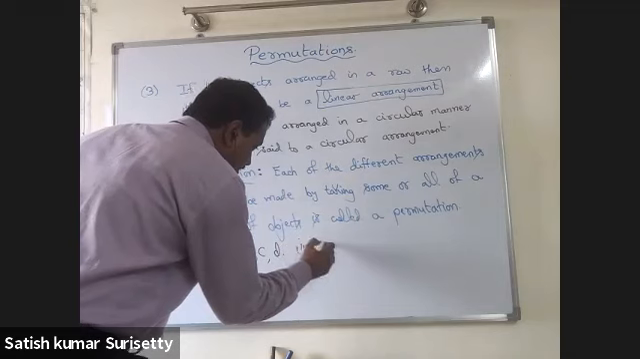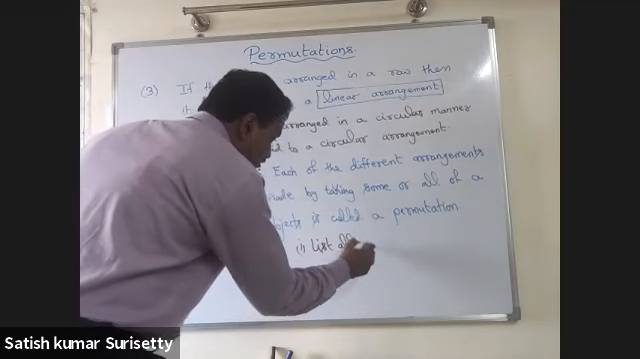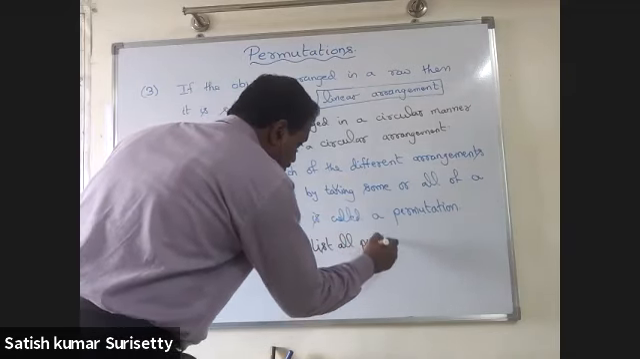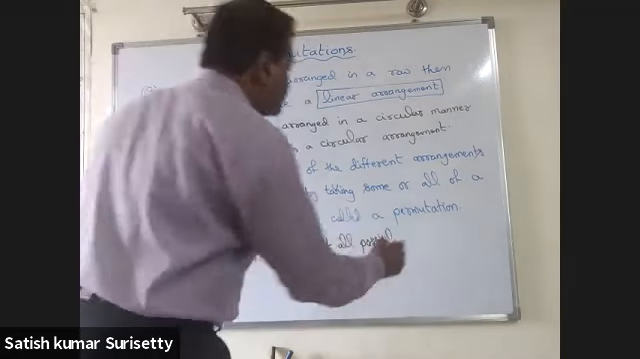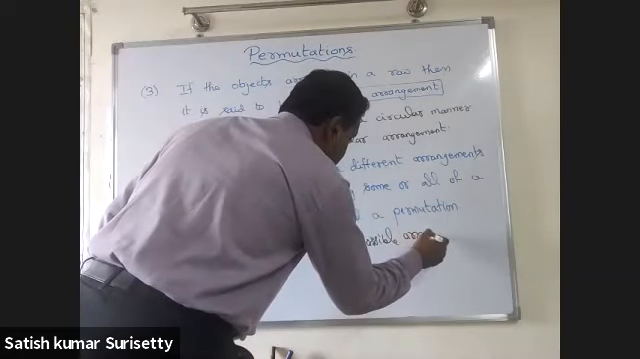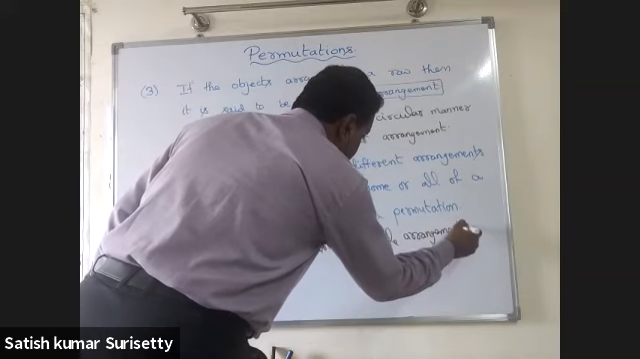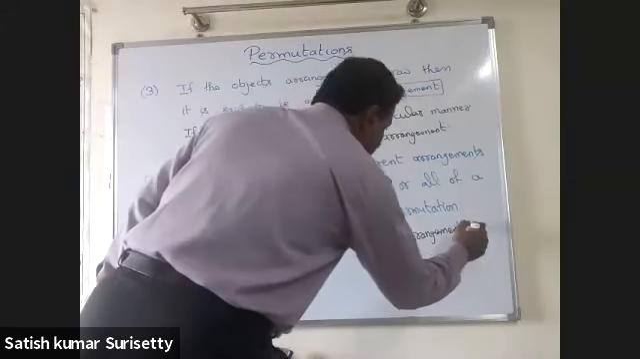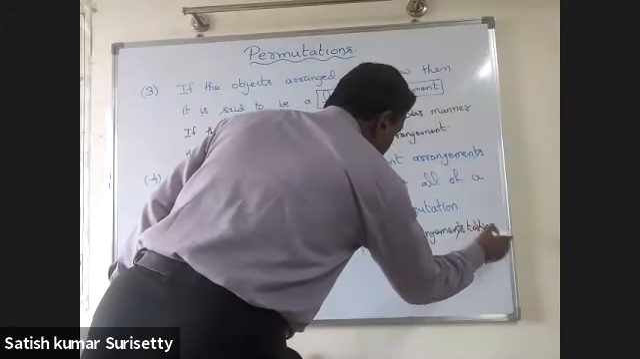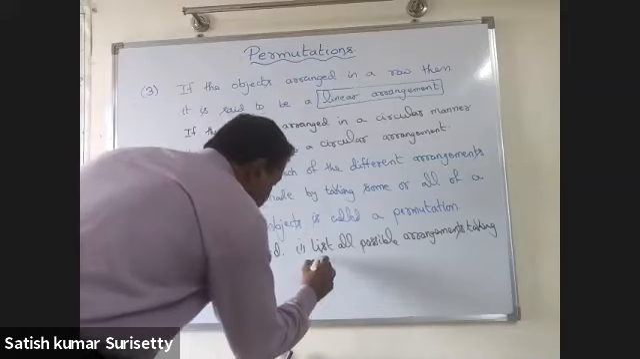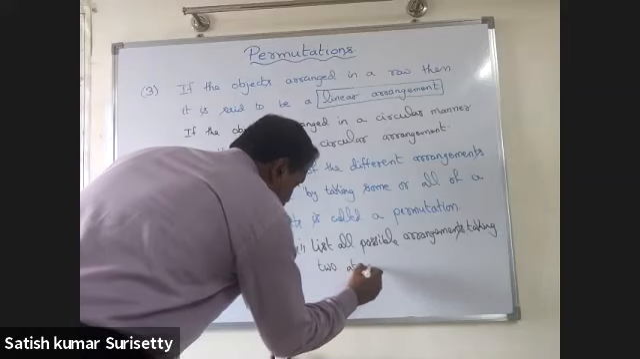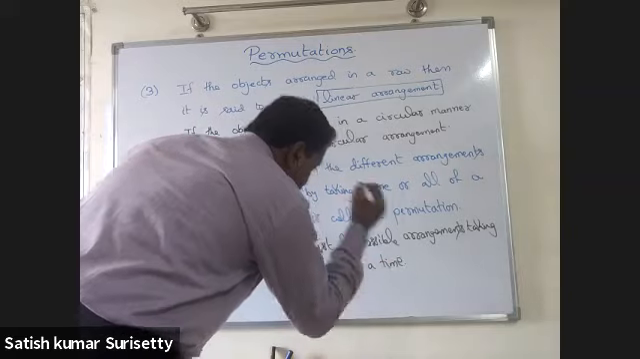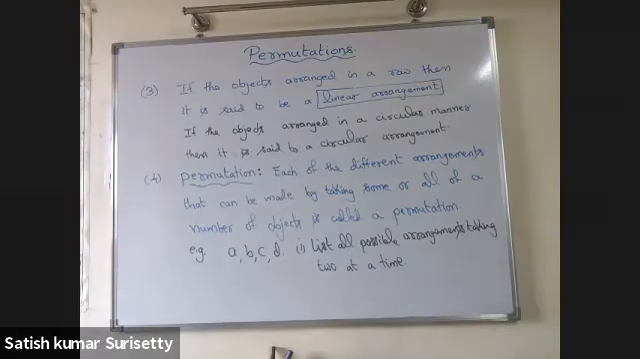Number 1, list all possible arrangements taking 2 at a time. List all possible arrangements taking 2 at a time.